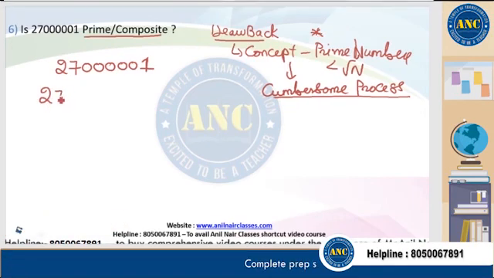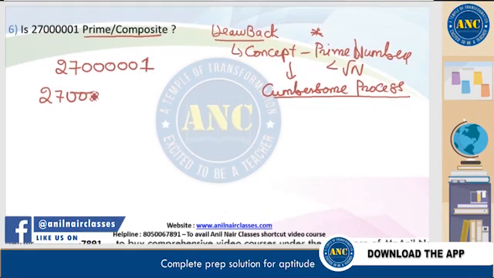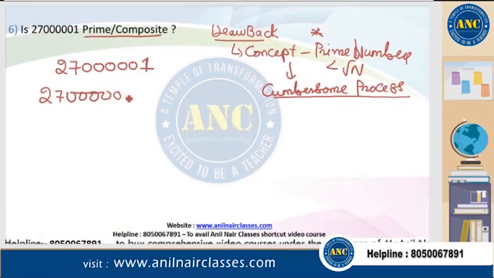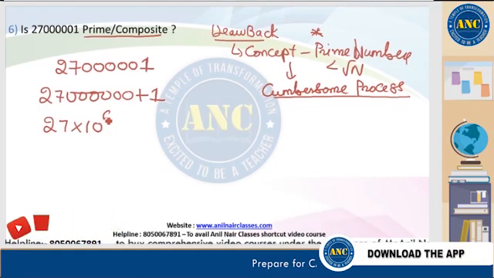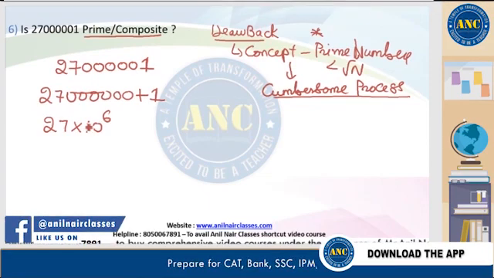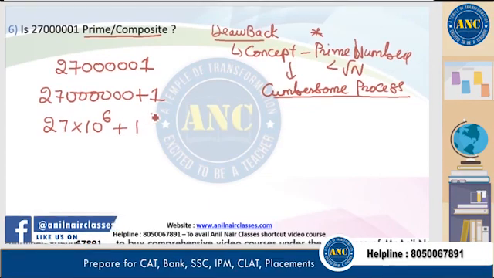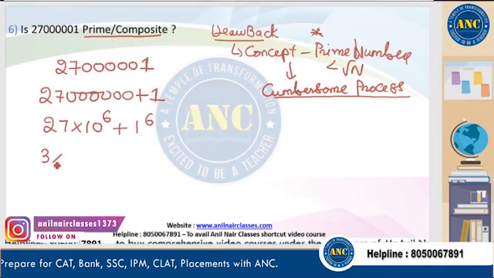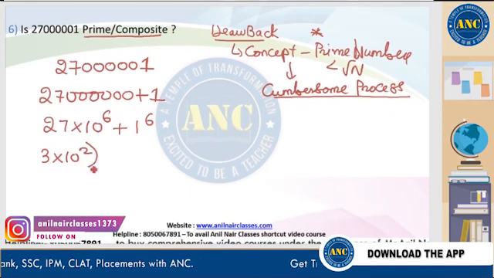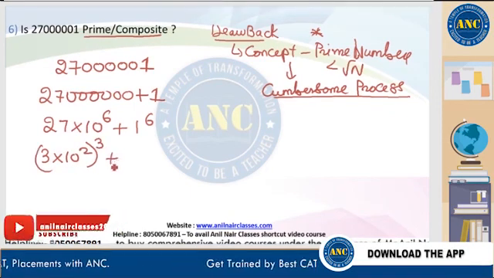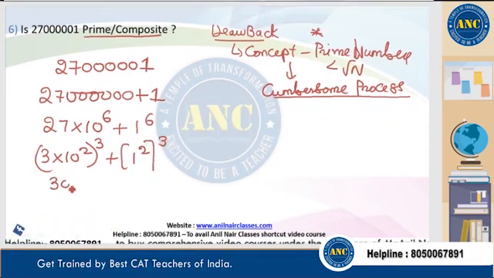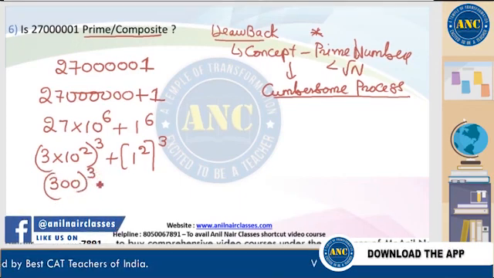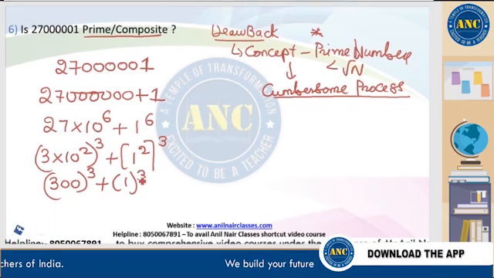You can write this as 27 followed by 6 zeros plus 1. So this is nothing but 27 into 10 power 6 plus 1 power 6. So these are nothing but 3 into 10 square whole cube, and 1 square whole cube. So these are nothing but 300 whole cube plus 1 whole cube.